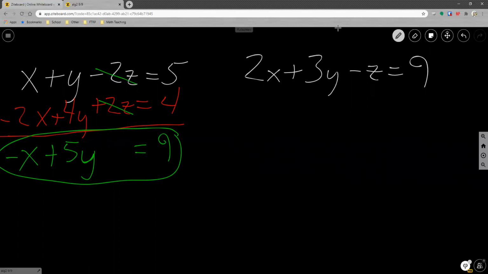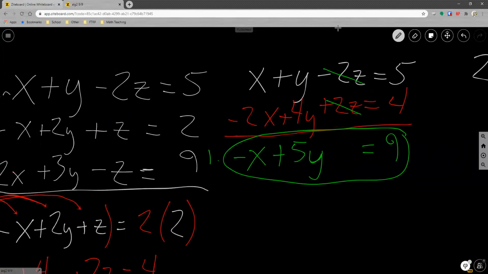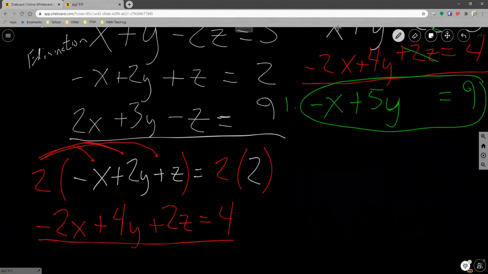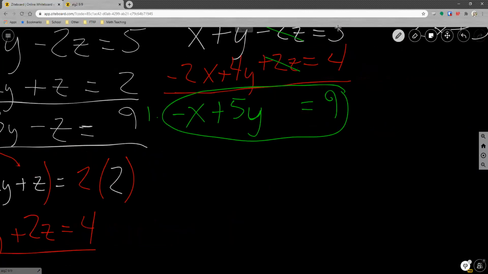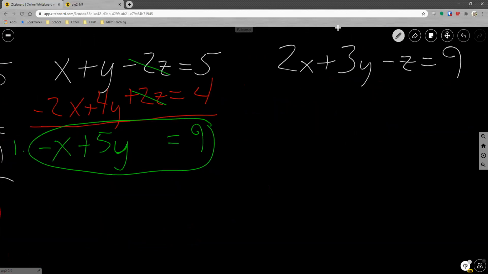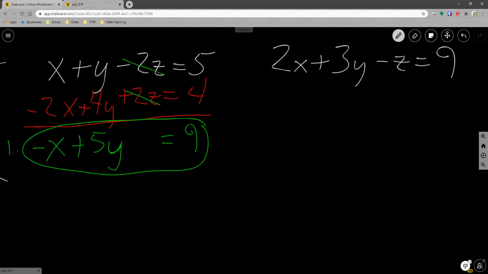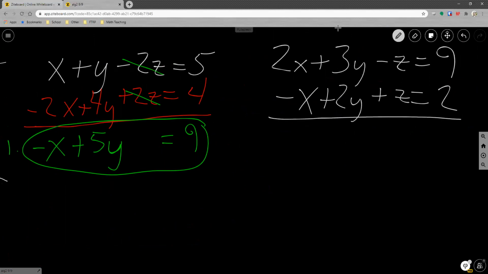So I have to take my second equation and use it in a way where I'm going to have that positive z. Well, if I look at the second equation again, I already have a positive z in there, which means I don't have to multiply that second equation by anything. I can just place it right underneath equation 3 here. So negative x plus 2y plus z equals positive 2. I didn't have to manipulate it or anything.